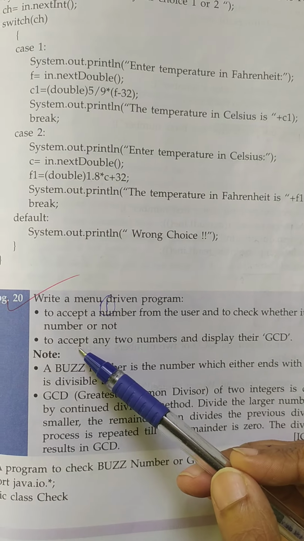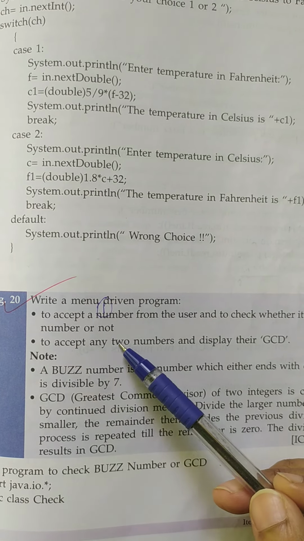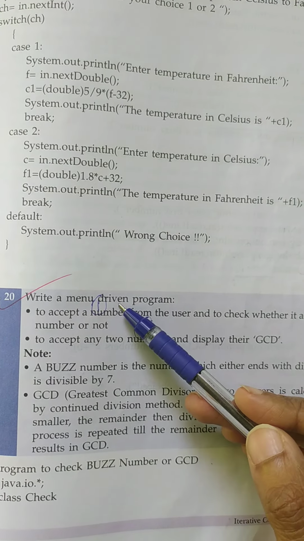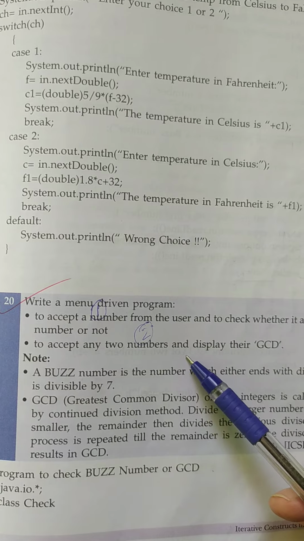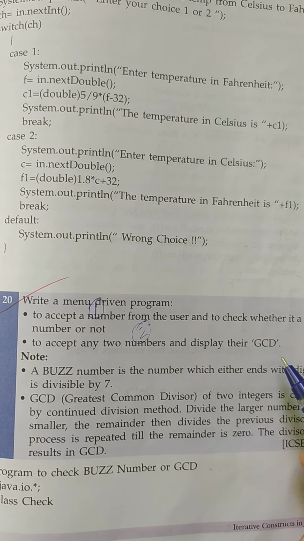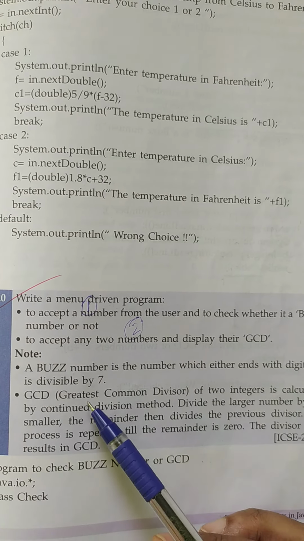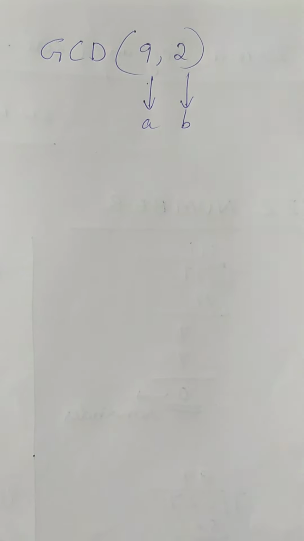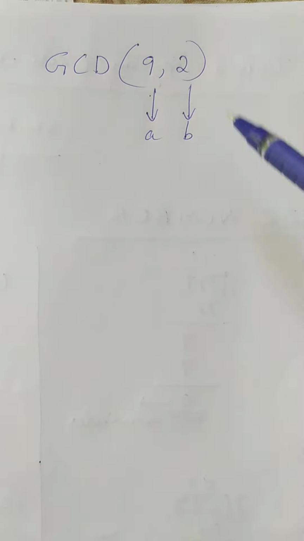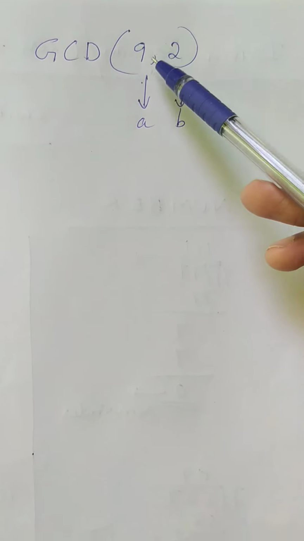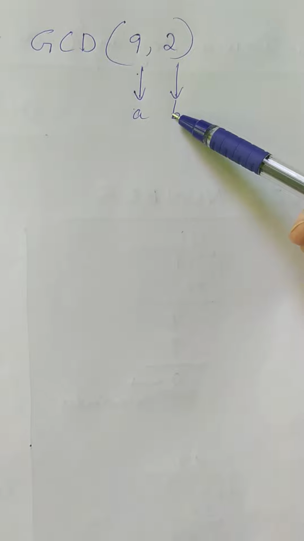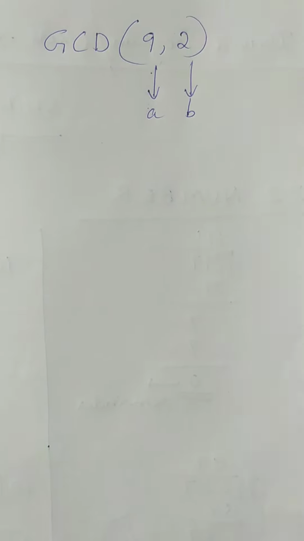So what is the second case here? To accept any two numbers. So we want to accept two numbers here. Only one number for the bus number, but in this case we have to check two numbers for GCD. GCD means Greatest Common Divisor. So let us understand the concept of GCD. If I want to find the GCD of 9 and 2, I am taking the first number as A and the second number as B. So how am I going to find the GCD?